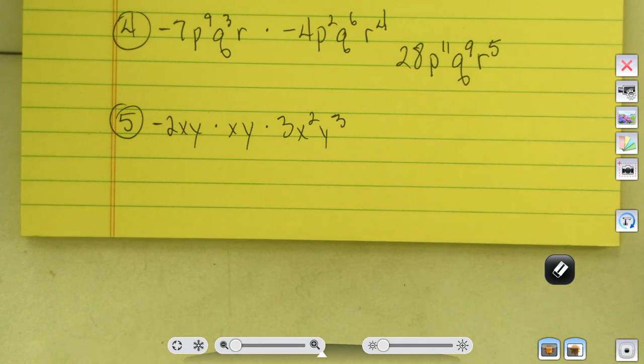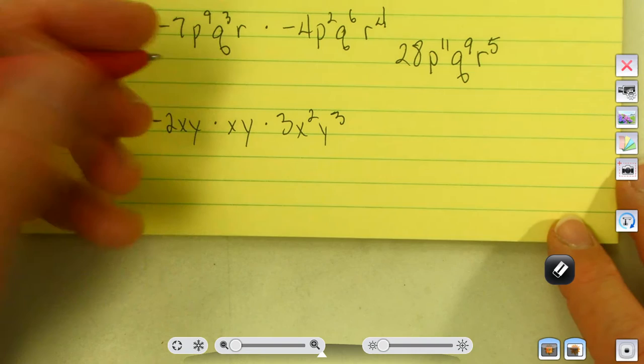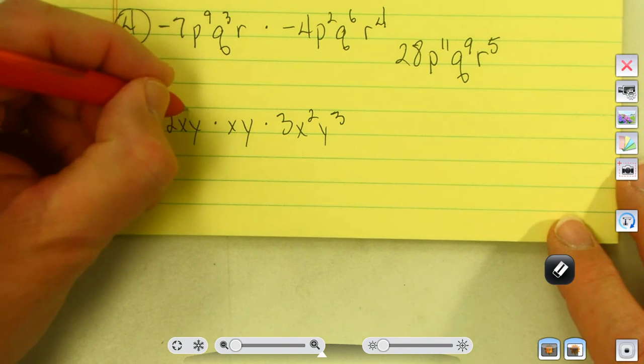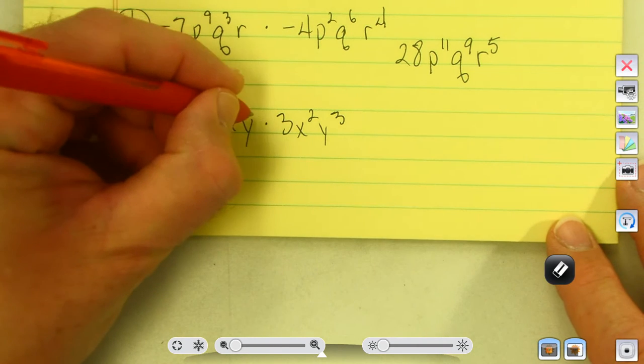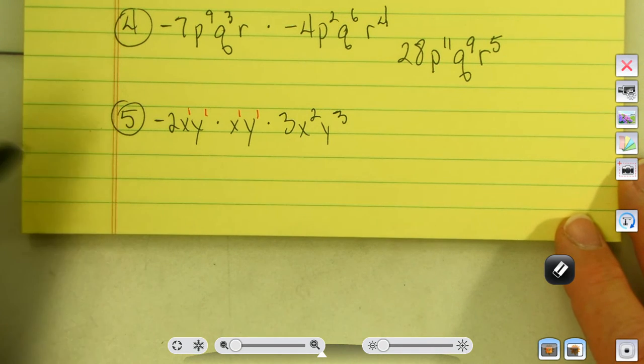I have an answer for number 5. Luke, do you have an answer, sir? All right. One thing before he gets started, I'm going to point out to you, we've got x to the first, y to the first, x to the first, y to the first. I'm going to put those little ones there. So what do you get for this one?